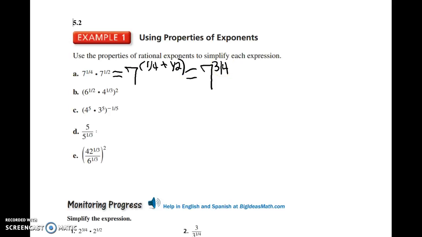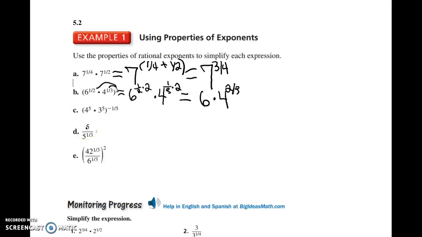Part B, we have 6 to the 1/2 times 4 to the 1/3 all squared. So we can distribute this 2 exponent into both. So we get 6 to the 1/2 times 2 times 4 to the 1/3 times 2. And then if we simplify that, we can get 6 to the first times 4 to the 2/3.